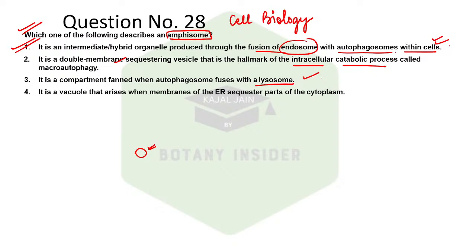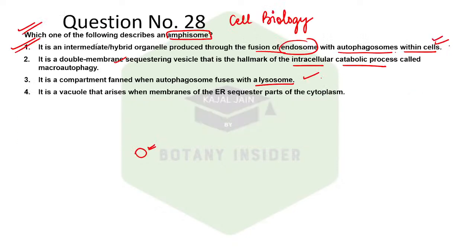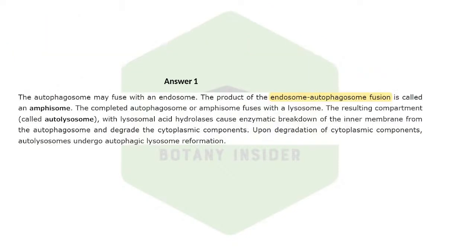Done, everyone? Very simple question. Amphisome, let's look into the answer. Yes, an amphisome is an intermediate or hybrid organelle that is produced via the fusion of an endosome and an autophagosome. Remember this particular thing. Very simple question, and this was a 2-marker, so you can directly get the answer for this.